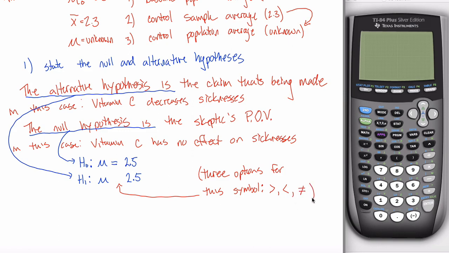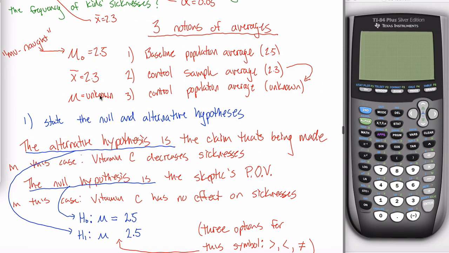And the good news is, if you wrote these all in the right order and you're following through these steps, since this is an intro to statistics class, I'm not trying to trick you. I'm going to use language to make it pretty straightforward what symbol you use. What am I talking about? Okay, first, just from an understanding point of view, the alternative hypothesis is the claim that's being made. So in this case, the claim is that vitamin C decreases sicknesses. If vitamin C decreases sicknesses, then this unknown parameter mu here would be less than 2.5.